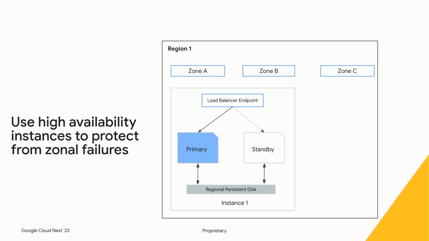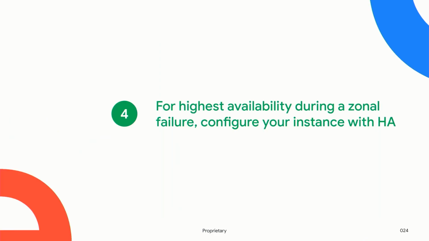So if zone A goes down, Cloud SQL detects that zone A is unavailable, and it fails over the instance to zone B in less than 60 seconds. And after that interruption, your application essentially reconnects to the same IP, and it can resume. So this is our fourth best practice, which is that for highest availability in case of a zonal failure, you definitely want to make sure that you're configuring your instance with HA, which is our high availability configuration.